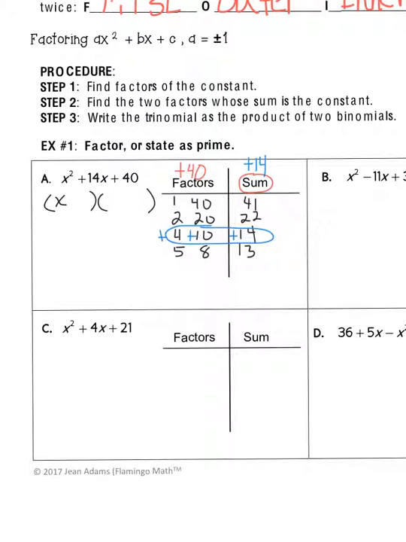So x squared becomes x and x, and then you're going to put your plus 4 and your plus 10. And as you can see, we're going to FOIL first: x squared, there you go. Outer is 10x, inner is 4x. So the 10x and the 4x add to give you 14x. And then last, 4 times 10, 40. So this does work.